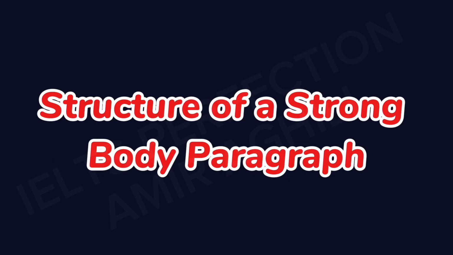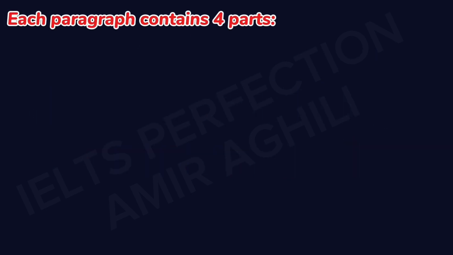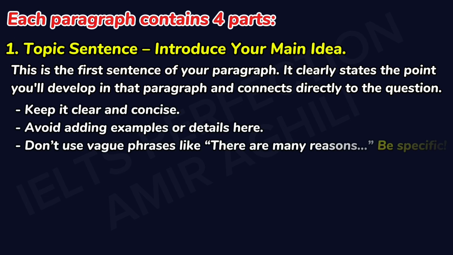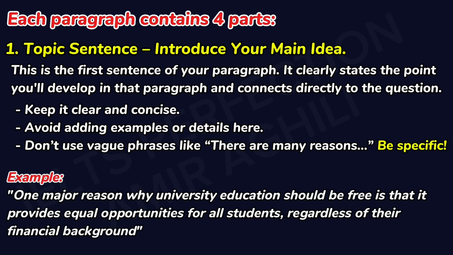Let's go through the structure of each paragraph. Each paragraph contains 4 parts. The first one is the topic sentence, where you introduce your main idea. This is the first sentence of your paragraph. It clearly states the point you'll develop in that paragraph and connects directly to the question. Try to keep it clear and concise. Avoid adding examples or details. And don't use vague phrases like "there are many reasons." Be specific. Let's see an example. One major reason why university education should be free is that it provides equal opportunities for all students, regardless of their financial background.